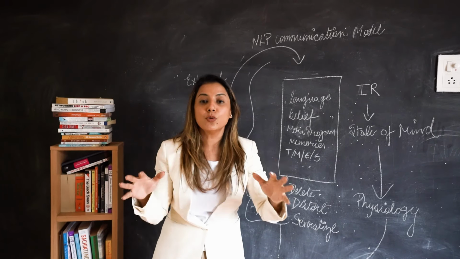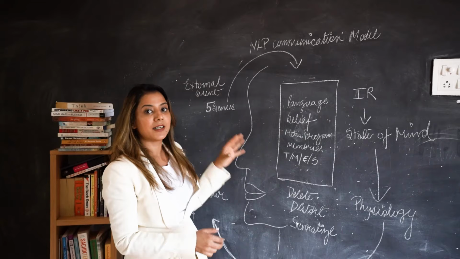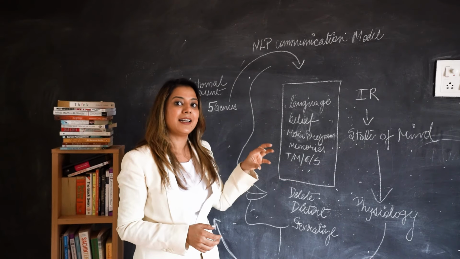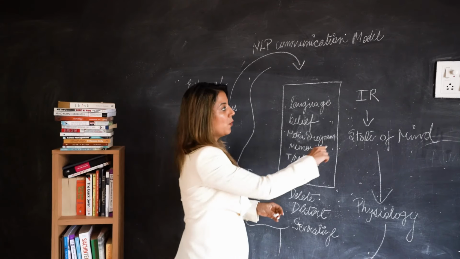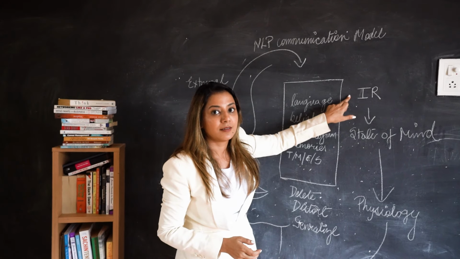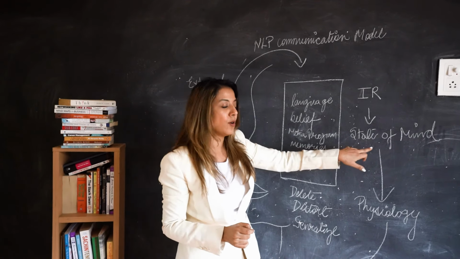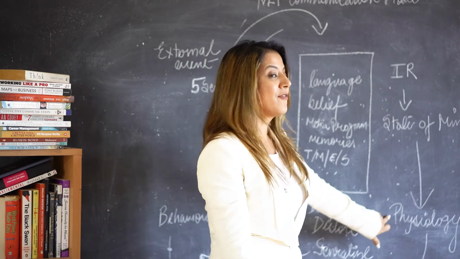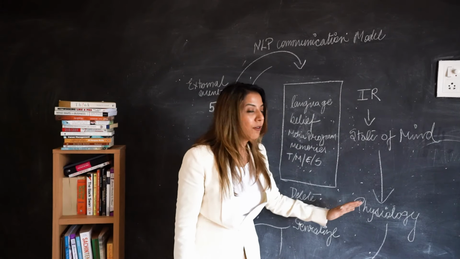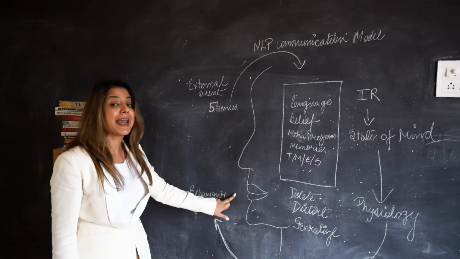Now imagine there are 2 or 3 people in the same situation. The internal representation of the external event would be different for all 3 people, because their filters for understanding that information are different. Based on the internal representation you create in your mind, you develop a state of mind at that particular moment. And based on the state of mind you are in, your physiology changes. And based on all 3 of these, your behavior shows to the outside world.